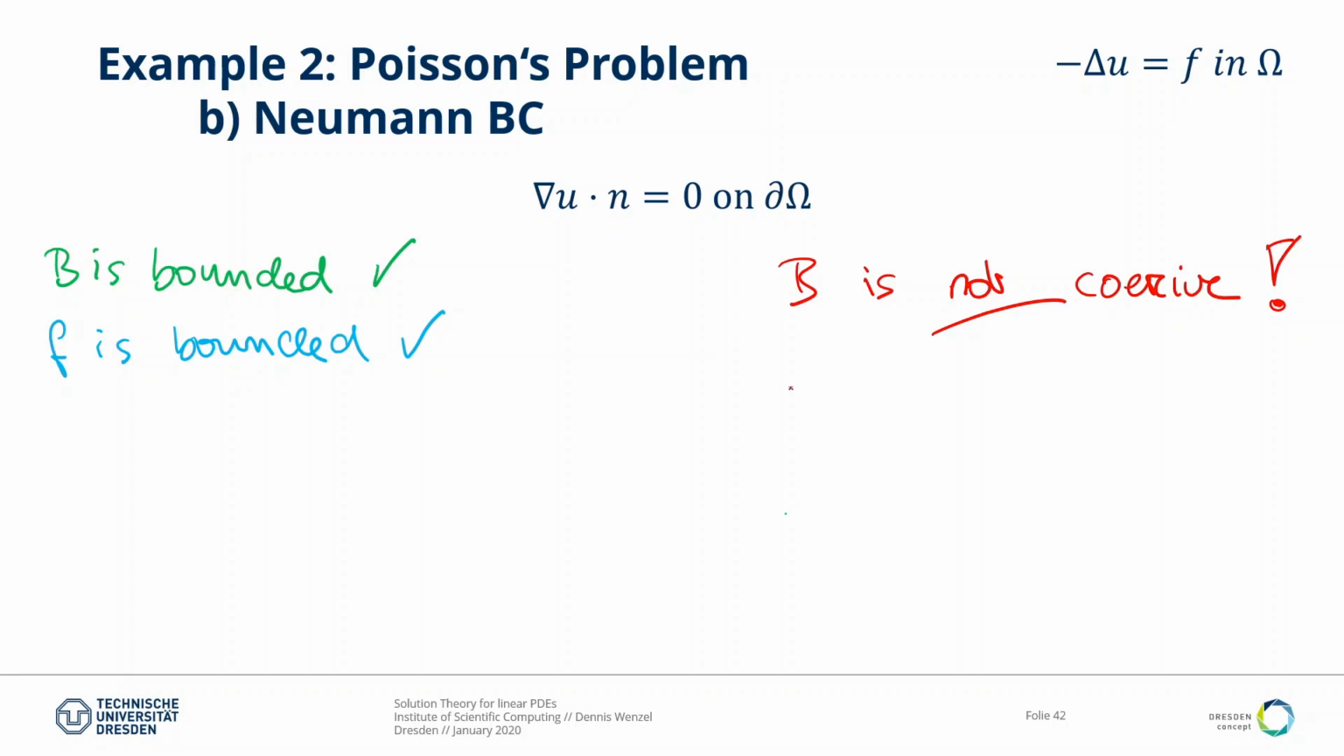And the counterexample is simply again plugging in a constant function. Because if you plug in B of the constant 1, then this is plain and simple 0. If you take the gradient of the constant 1 function, that's 0. And there is no way that you can bound this from below by some positive constant times the norm of this one function. So it's just not coercive, and that means you can't use Lax-Milgram's lemma.